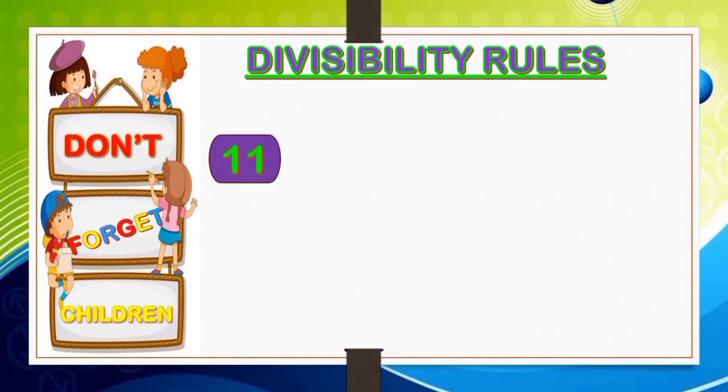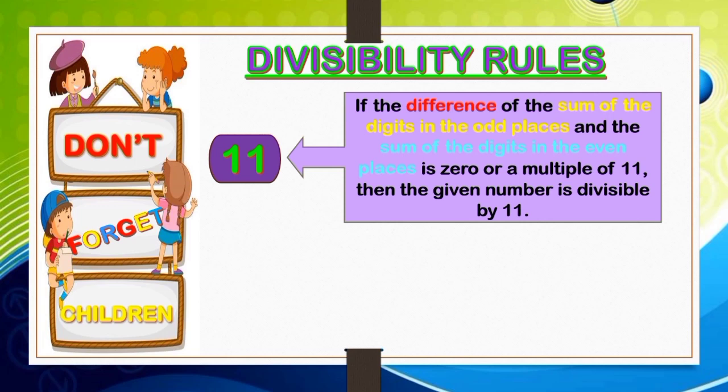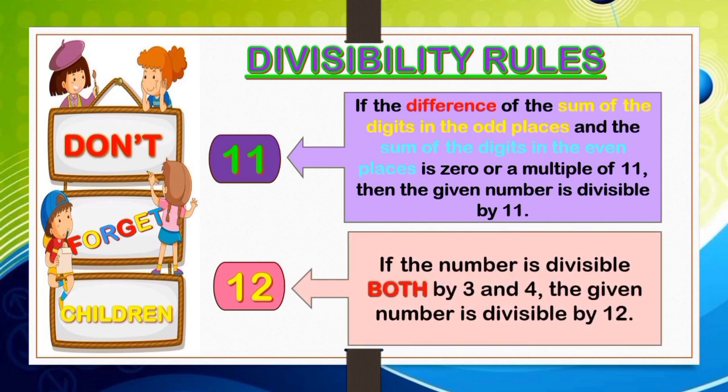Next is divisibility rule by 11. It states that if the difference of the sum of the digits in the odd places and the sum of the digits in the even places is 0 or a multiple of 11, then the given number is divisible by 11. Lastly, divisibility rule by 12 states that if the number is divisible both by 3 and 4, the given number is divisible by 12.